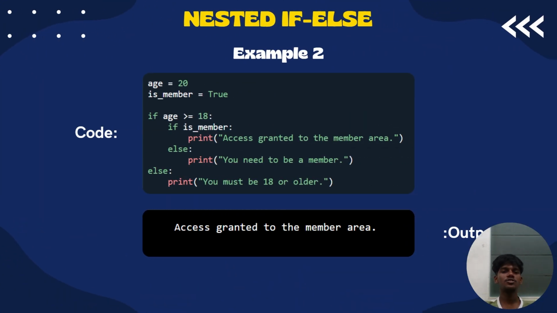Example 2. Age is equal to 20, is member is equal to true. If age is greater than or equal to 18, if is member, print access granted to the member area. Else print you need to be a member. Else print you must be 18 or older. Your output will be access granted to the member area.